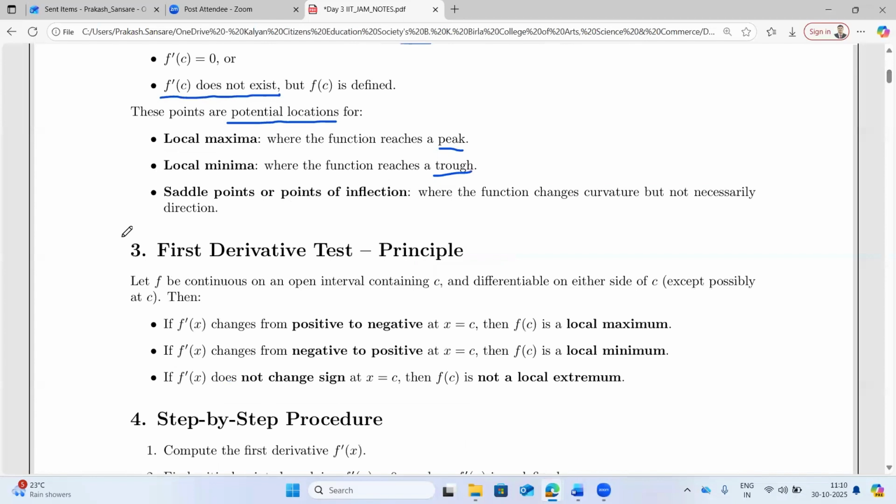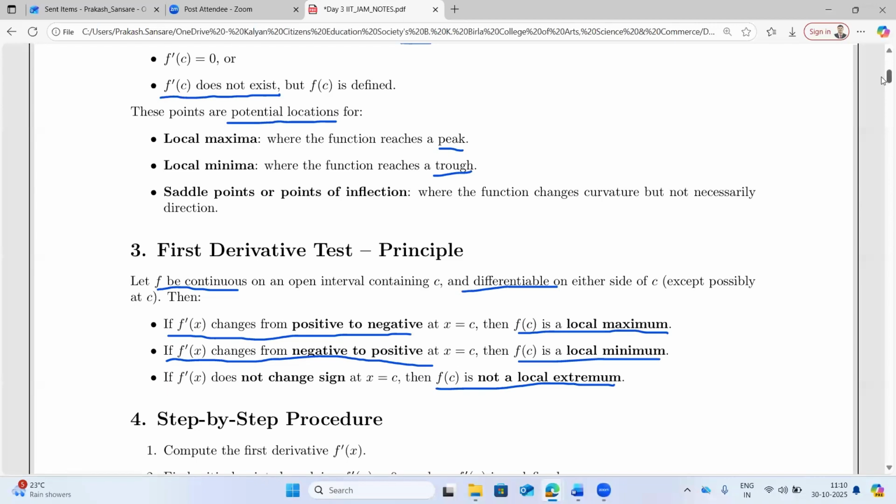So let's go with the first derivative test or first derivative principle. It says, if f is continuous, so we assume that f is continuous, and moreover it must be differentiable. If f'(x) changes from positive to negative at x equal to c, then f(c) is called a local maxima. If f'(x) changes from negative to positive, then f(c) is called a local minima. And if f'(x) does not change sign at x equal to c, then f(c) is not a local extremum point.